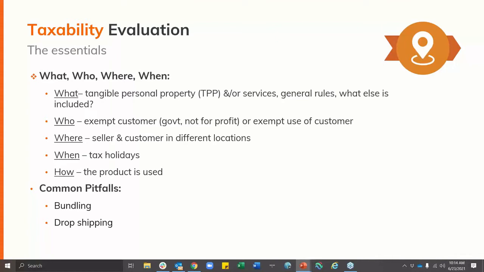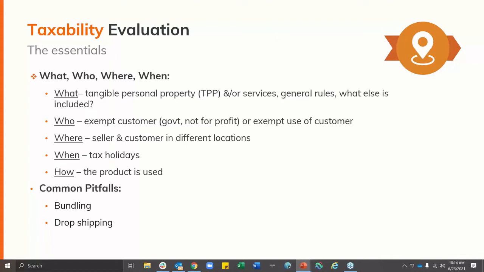They could be in different locations, so you could get a corporate office ordering something, but you're going to ship it out to multiple locations. And then you have to consider tax holidays. You could make sales of school supplies, for instance, and find out that during certain periods of time, the sale of school supplies would not be subject to sales tax, but sales of those items outside of a particular defined time would be subject to sales tax. So that's an added layer of complexity that you need to add in. And then you really want to look at how your product is used. So you could have exempt customers, you could have exempt use.